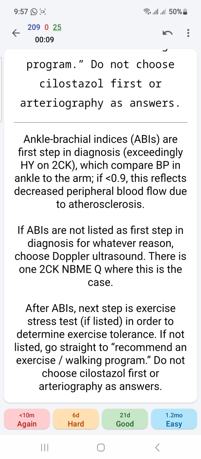After ABIs, next step is exercise stress test if listed in order to determine exercise tolerance. If not listed, go straight to recommend an exercise or walking program. Do not choose cilostazol first or arteriography as answer. I always choose cilostazol first and arteriography as my answers.